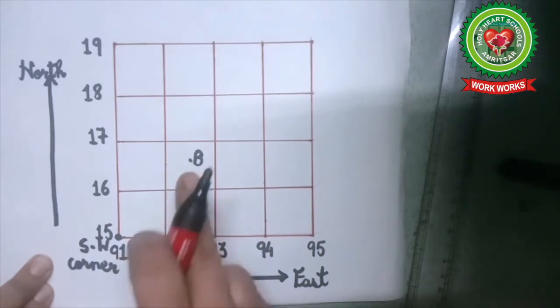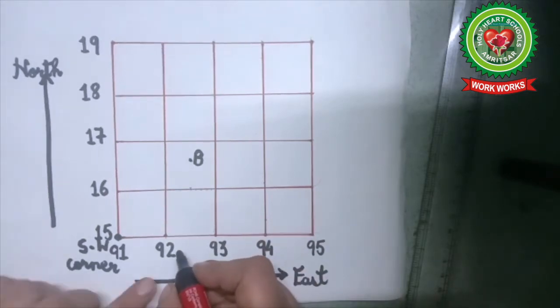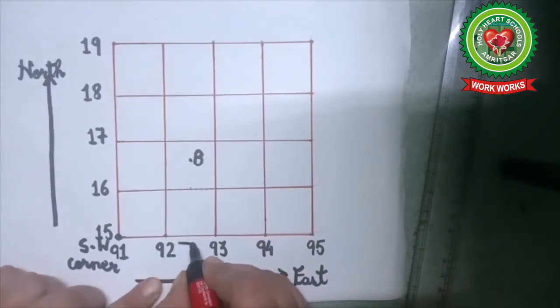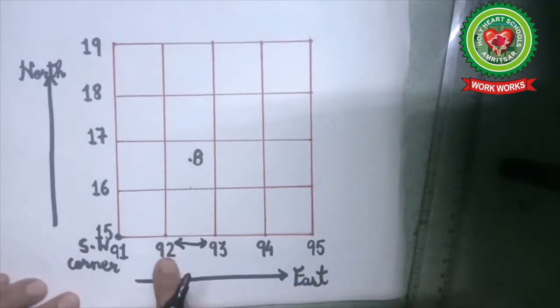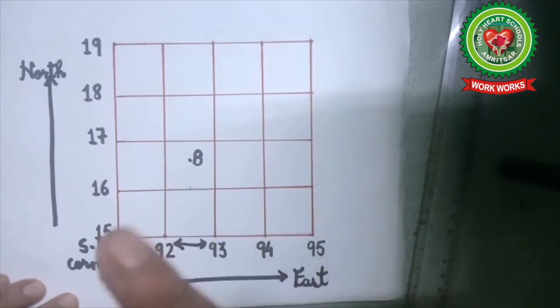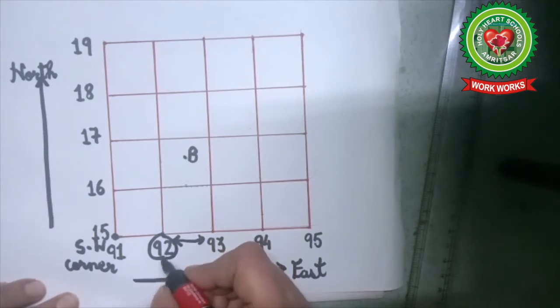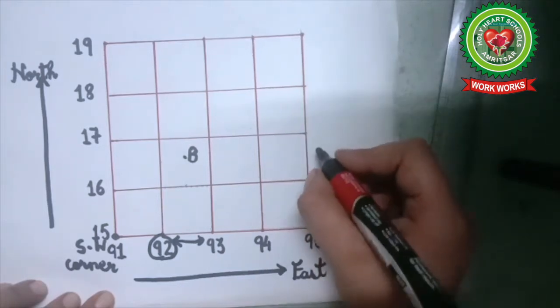Now, between which eastings does place B lie on the given topographical map? Place B lies between the eastings 92 and 93. Now children, 92 and 93, which is the lower value towards the southwest corner? Obviously it is 92. So we will write down first 92.